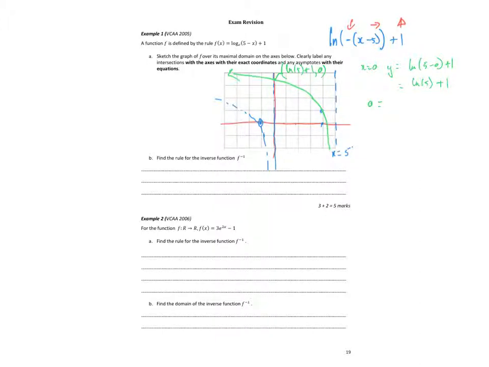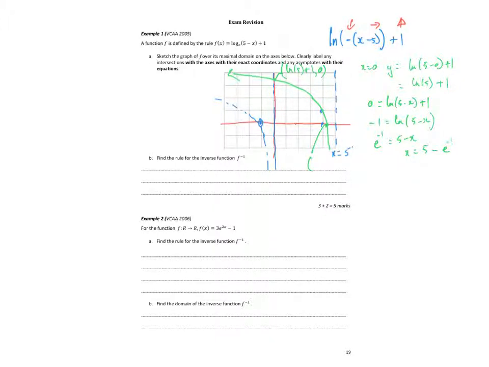Let's solve 0 equal to natural log of 5 minus x, plus 1. Negative 1 equals natural log of 5 minus x. The base on that natural log is e, so I get e to the minus 1 is equal to 5 minus x. x is equal to 5 minus e to the minus 1. So that's my other intercept.